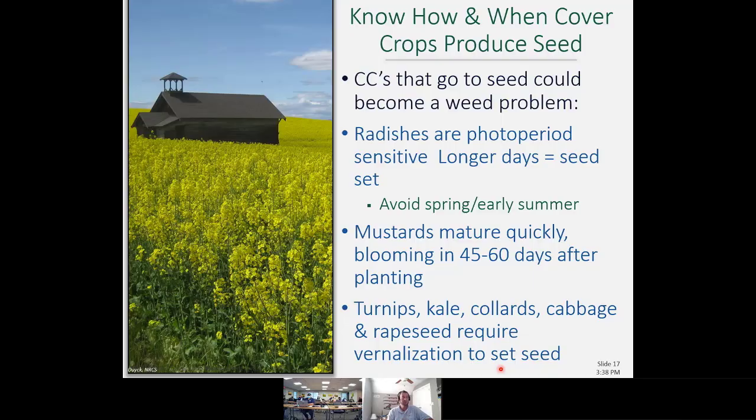Mustards mature quickly, so they could bloom in 45 to 60 days after planting. So be very cautious of that. There needs to be a plan in place before they reach that viable seed. Things like the turnips, the kale, the collards, the cabbage, and the rapeseed, they're all going to require vernalization. And vernalization, I'm sure you know, is where that plant has to go through a cold treatment through that part of the growing season to where it is then triggered to be able to set and make seed.